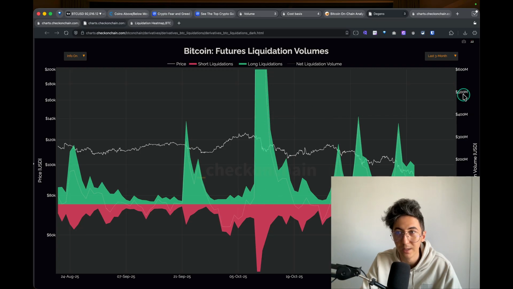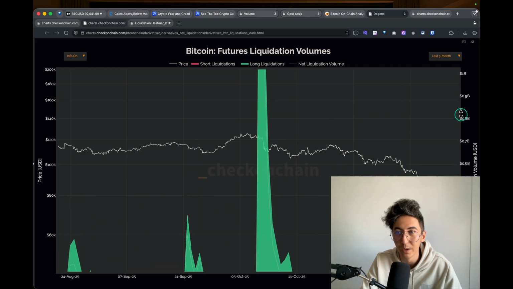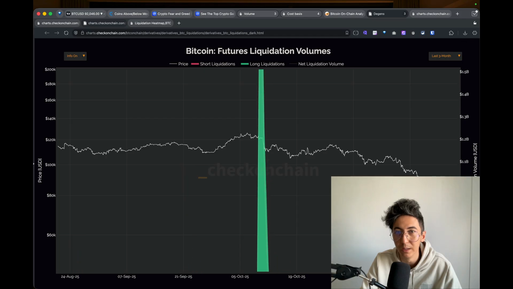You can see liquidations is through the roof. Where does it even go up to? It goes up to over $1 billion. How much in liquidations was this? So 2.3 billion. $2.3 billion in liquidations happened on a single day.